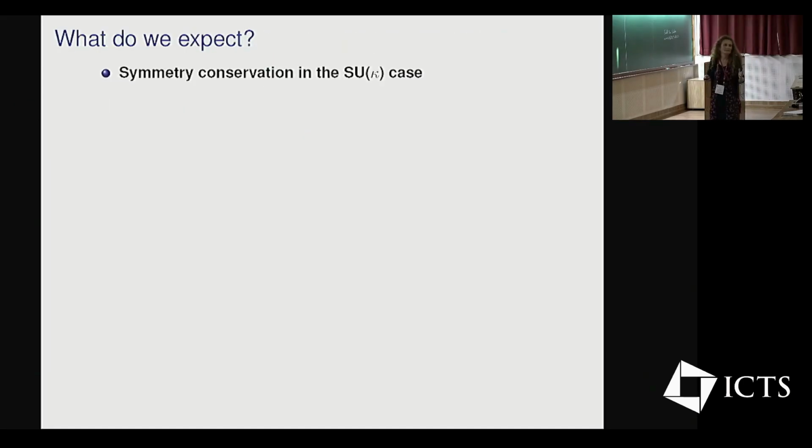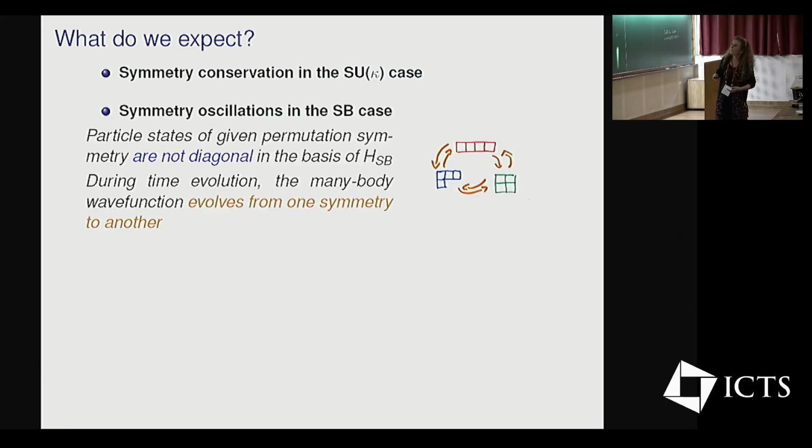So what do we expect? We expect that if the Hamiltonian preserves the particle exchange symmetry, there is a symmetry conservation. If I start with a state of a given symmetry, I expect that the symmetry does not evolve. But if my Hamiltonian breaks the symmetry, I'm expecting that the symmetry is not conserved, of course. So particle states of a given permutation symmetry are not diagonal in the basis of my Hamiltonian. So I'm expecting that the symmetry is not conserved, that I go from, let's say, a fermionic to a bosonic state during the dynamics.